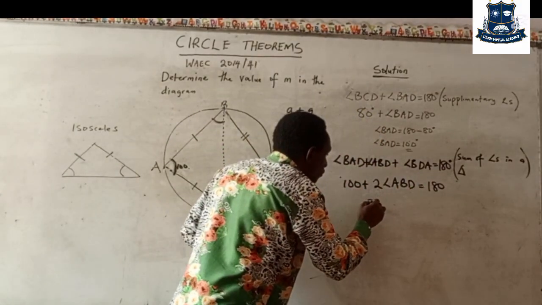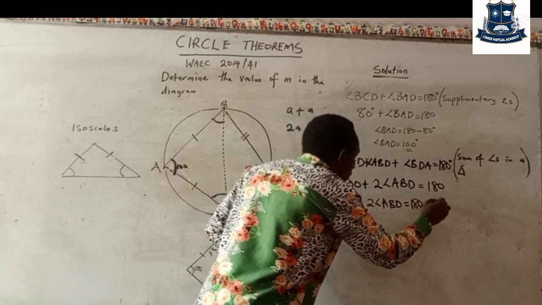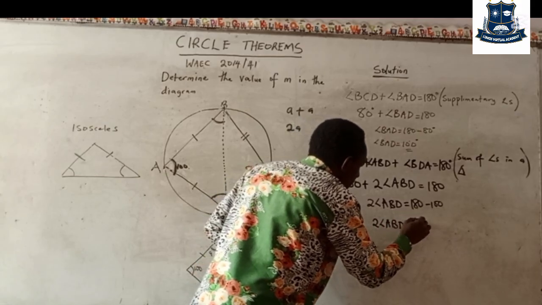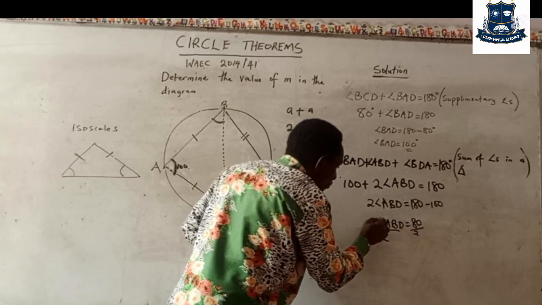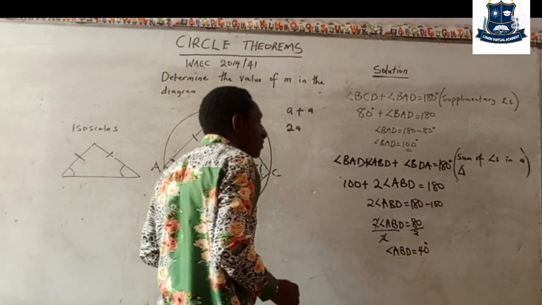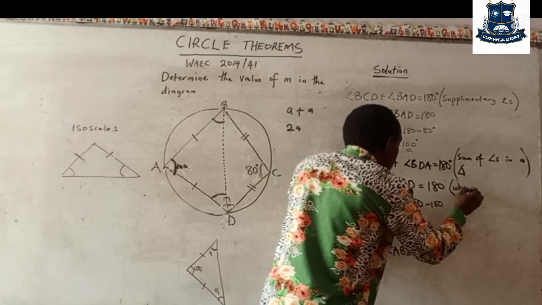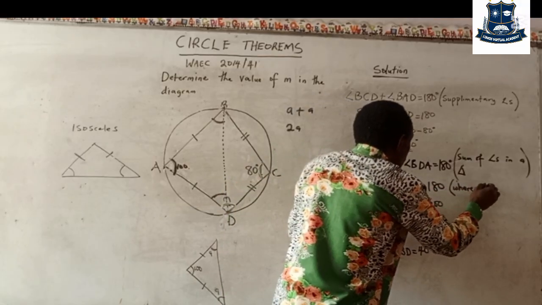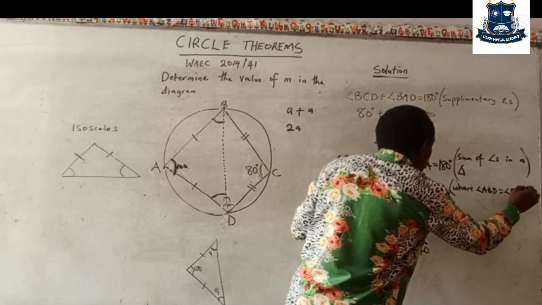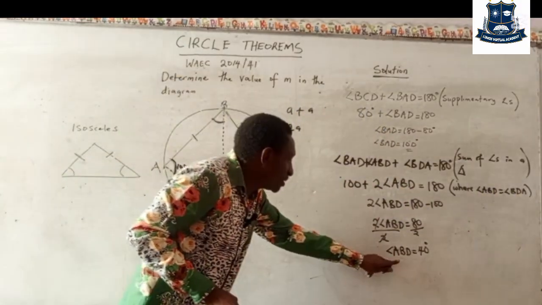So if this goes to the other side, you have 2 angle ABD equals 180 minus 100. So 2 angle ABD equals 80. Divide both sides by 2, 2 cancels 2. Angle ABD equals 40 degrees. At this point I can say angle ABD equals angle BDA, where this is equal to this. That's why I'm doing this.